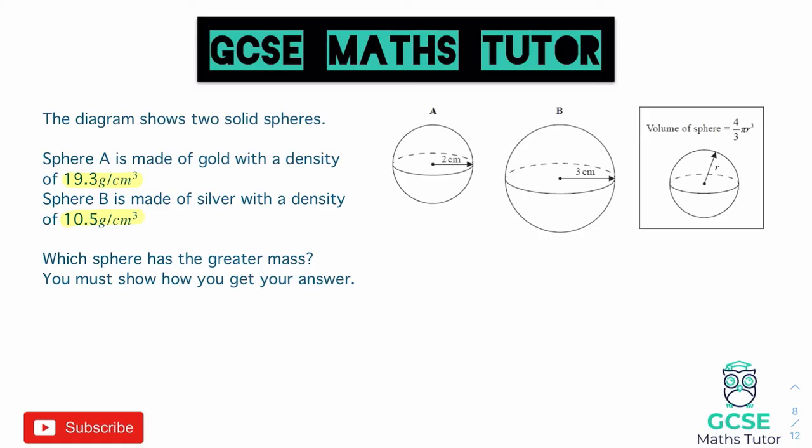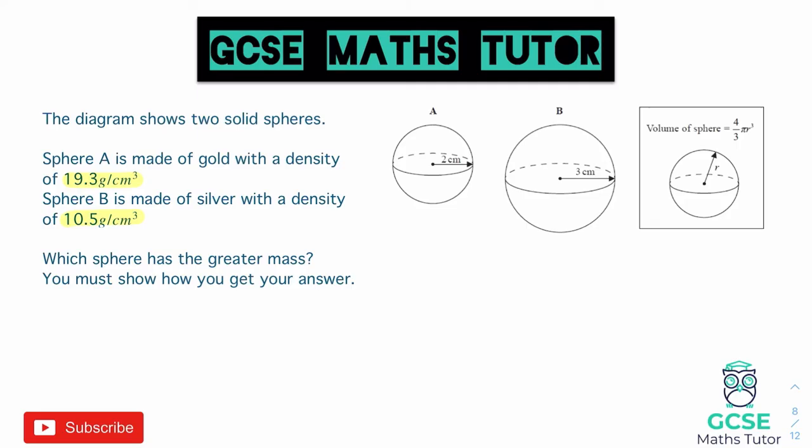So first of all, we are given both of the densities. We are not given the volume of either sphere, but we are given the information in the diagram in order to work that out. So the volume of a sphere is 4 thirds pi r cubed. Again, if you're not sure with working out the volume of spheres or cones, I'll link those videos in the description so you can check them out if you need to. But for this one here, we'll get the volume of both.